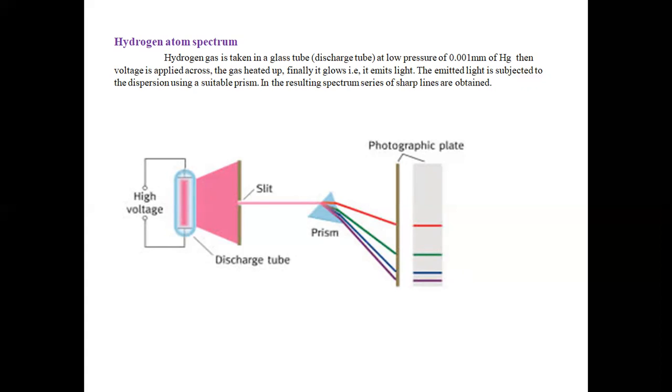Suppose we supply energy to this gas sample. There are a large number of atoms, so different atoms will absorb different amounts of energy. We are supplying energy to the gas atoms of hydrogen. When we supply the energy, the different atoms will absorb different amounts of energy, and they will be excited to different energy levels.